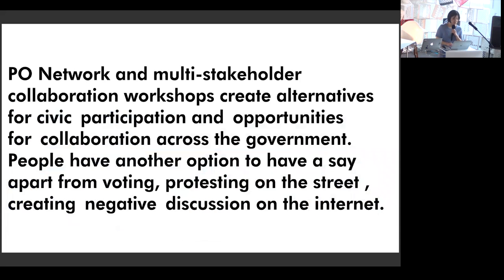So I think the whole process broadens the horizon of civic participation and opportunities for collaboration across the government. The peer network and multi-stakeholder collaboration workshop created alternatives for civic participation. People have another option to have a say, apart from voting, protesting on the street, or creating active discussion on the internet, which is a very common social phenomenon in Taiwan.